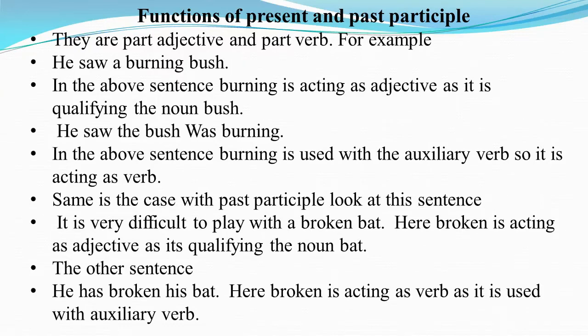Same is the case with past participle. Look at the sentence. It is very difficult to play with a broken bat. Here broken is past participle and it is acting as adjective as it qualifies the noun bat. Look at the other sentence. He has broken his bat. Here past participle broken is acting as verb as it is used with auxiliary verb.